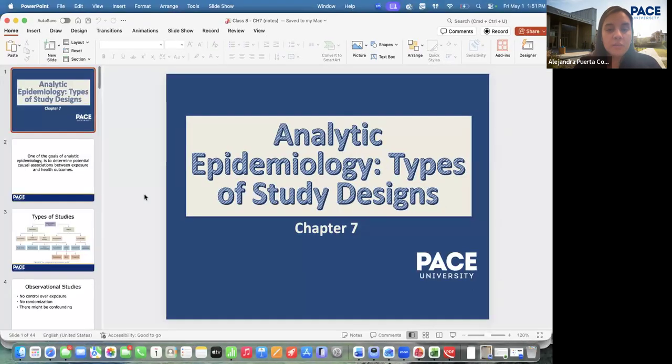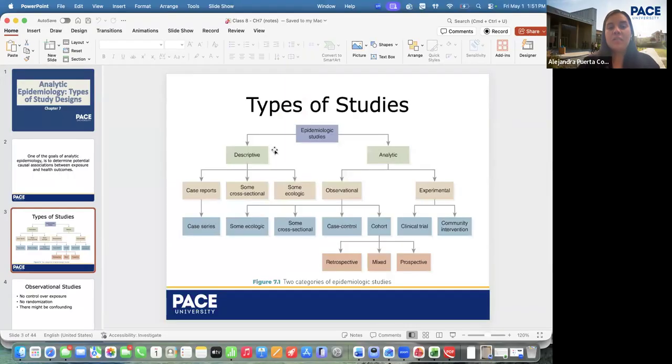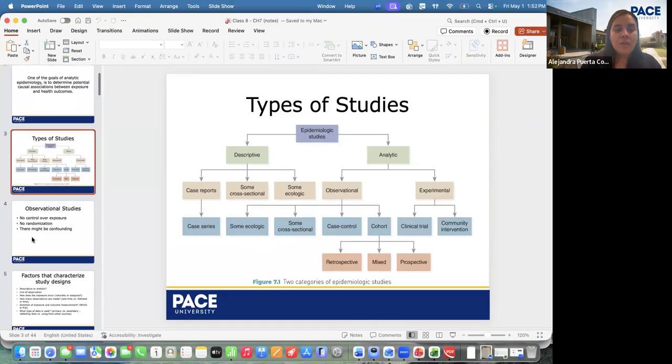Now we move to analytic epidemiology, right? So we have the descriptive epidemiology that we just saw, and then we have the analytic. We have the observational studies that are ecological, cross-sectional, case control, and cohorts, right? And then we have the experimental analytic, which is the clinical trial and community interventions. And there are so many more types of experimental, but we're just going to see these two.